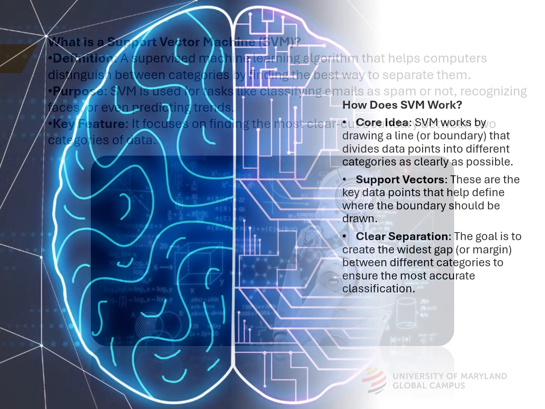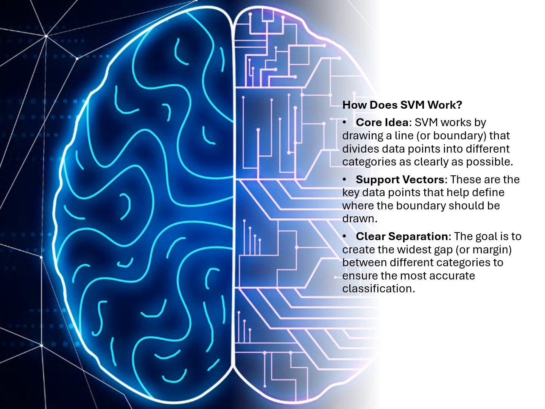So now that we have a basic understanding of what an SVM is, let's dive into how it actually works. The core idea behind SVM is all about drawing a line, or more generally, a boundary, that separates your data points into distinct categories. Let's keep the example of spam and non-spam emails going. Imagine you've got these two groups of emails as data points plotted out in space. What SVM tries to do is figure out the best way to draw a line, or hyperplane if we're talking more than two dimensions, that clearly divides those two groups.